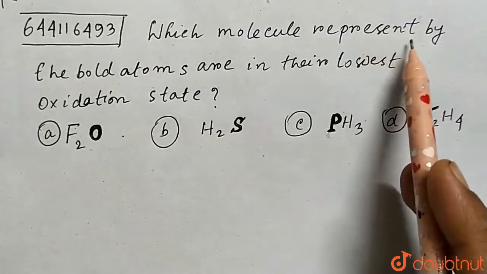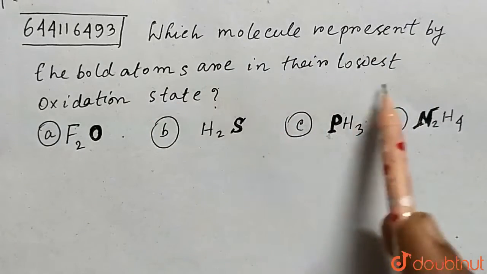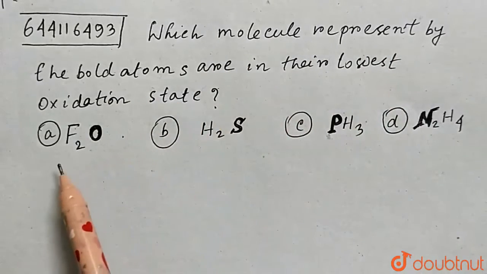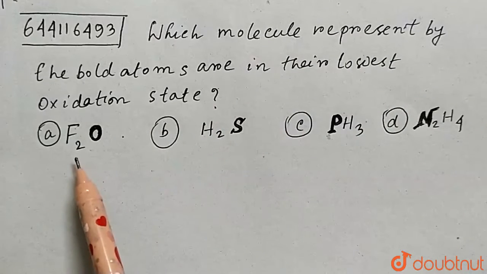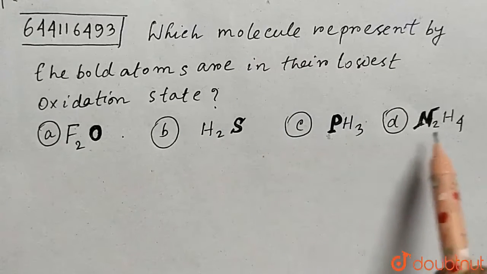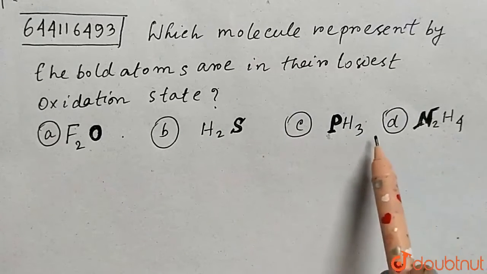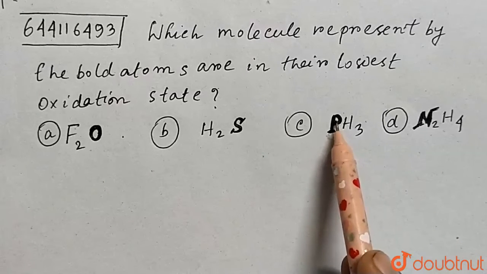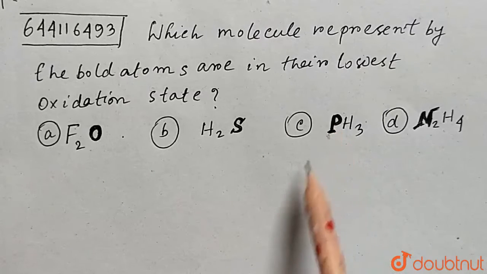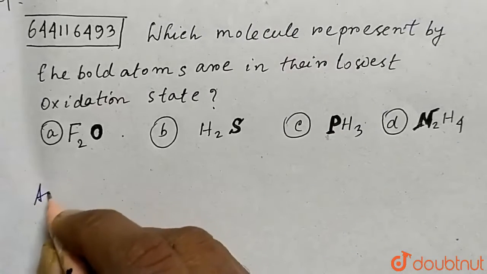Hello students, question given. Which molecule represented by the bold atoms is in its lowest oxidation state? So here we are getting some of the molecules like F2O, H2S, PH3 and N2H4. In which molecule the bold atom is in its lowest oxidation state, that we need to consider.